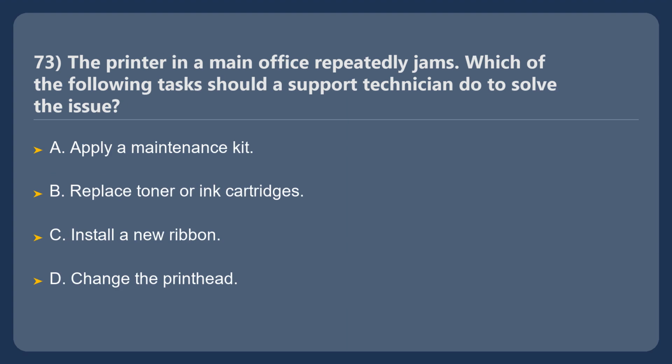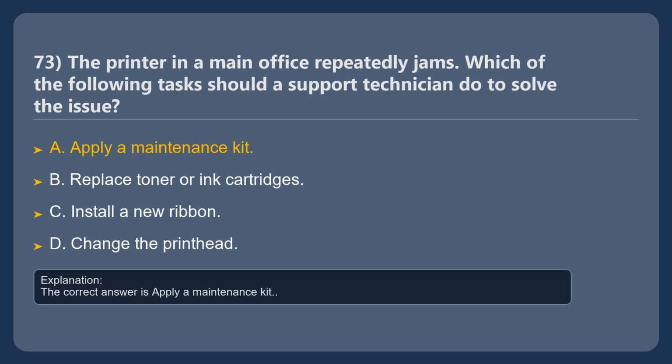Question 73. The printer in a main office repeatedly jams. Which of the following tasks should a support technician do to solve the issue? Option A. Apply a maintenance kit. Option B. Replace toner or ink cartridges. Option C. Install a new ribbon. Option D. Change the print head. The correct answer is option A. Apply a maintenance kit.